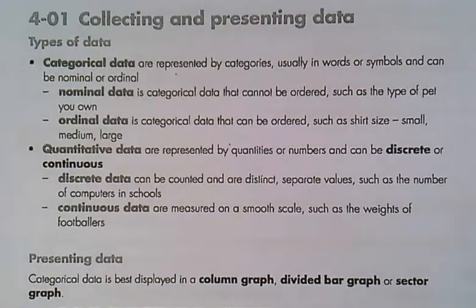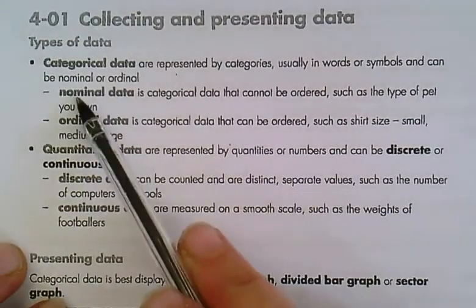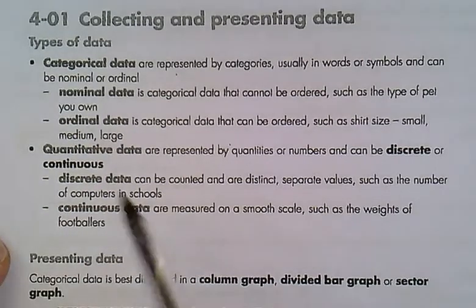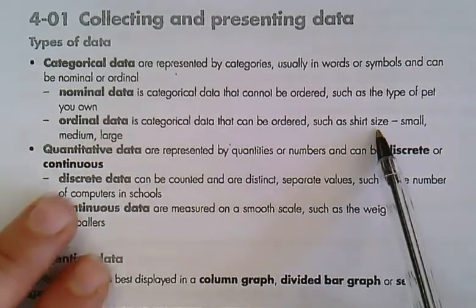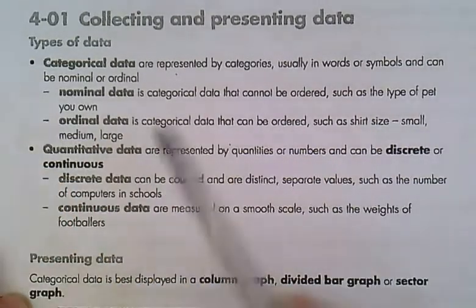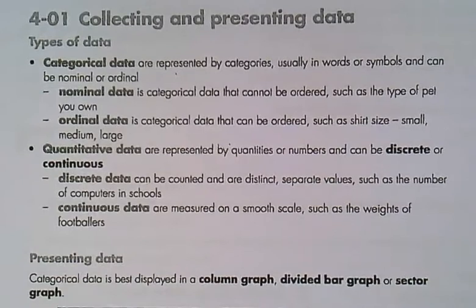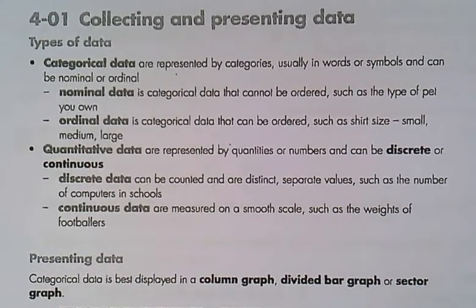There are two types of categorical data. We've got nominal data and ordinal data. Ordinal sounds like ordered, so ordinal data can be ordered, such as shirt size: small, medium, large. Other things that could be ordered would be a question that says, rate this from whether you like it, dislike, strongly dislike. You could go from strongly dislike to neutral to like, greatly like, or whatever. So that would be something that you can order.